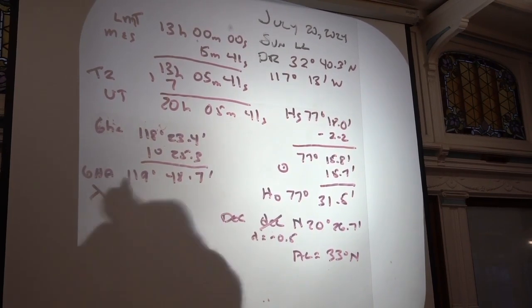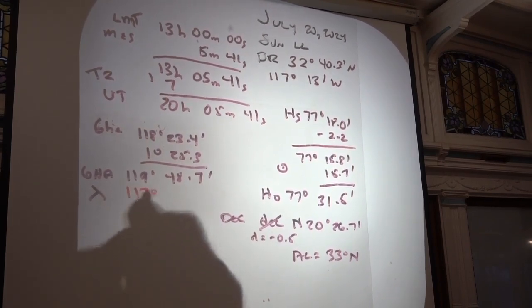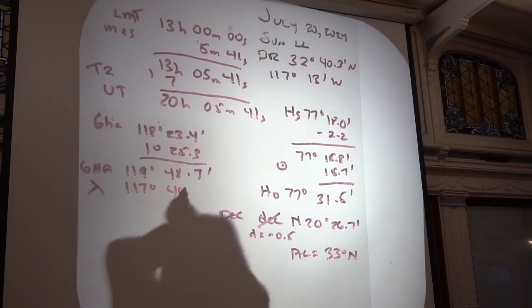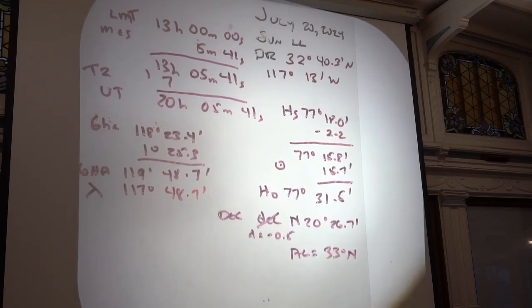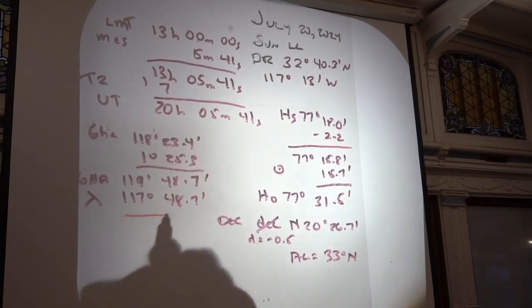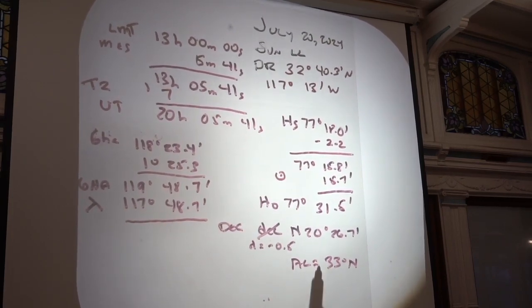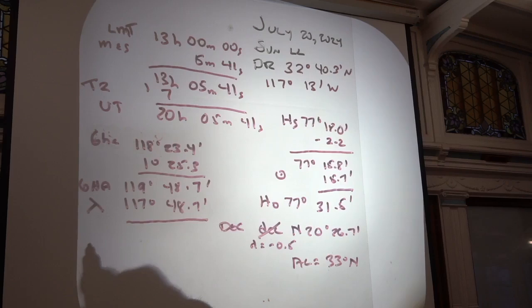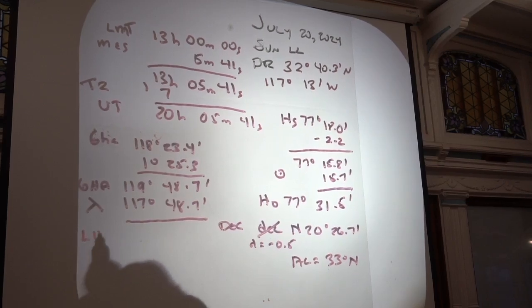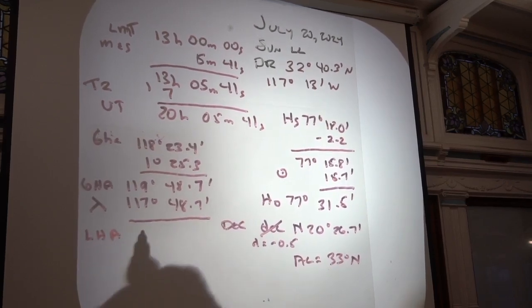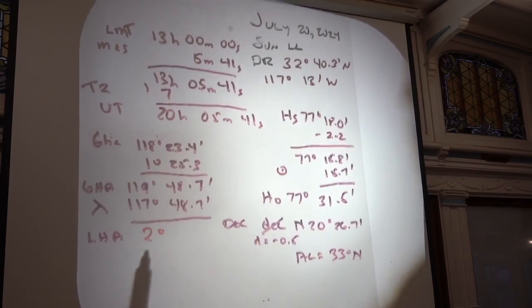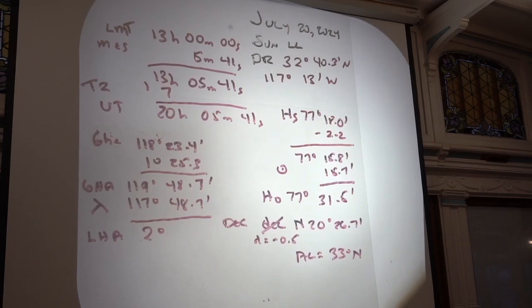Okay, 117 degrees, 48.7 minutes. And we do the subtraction. So that's our assumed longitude, that's our assumed latitude. So our LHA, local hour angle, is just 2 degrees even. That's got to be a whole number, 2 degrees of the LHA.